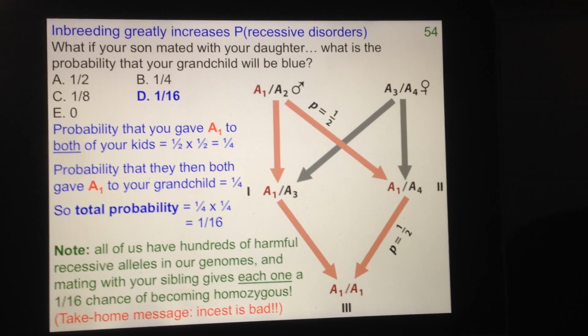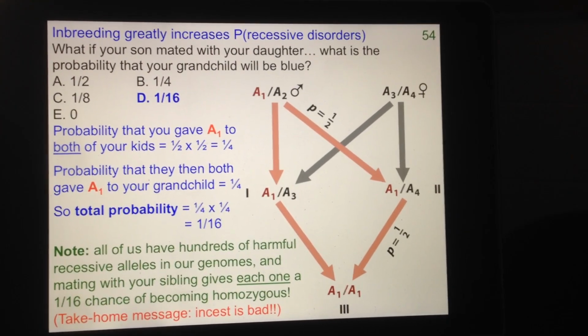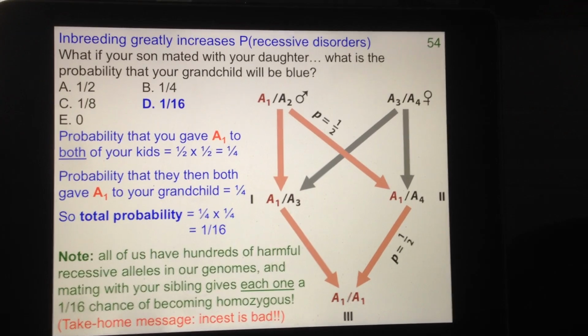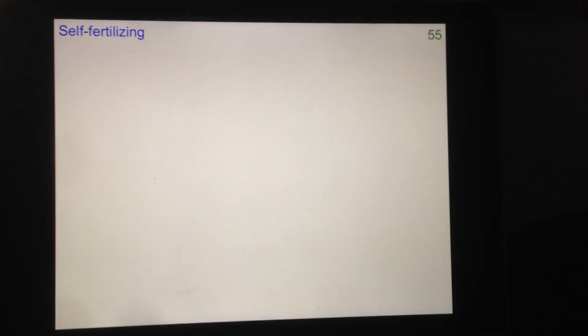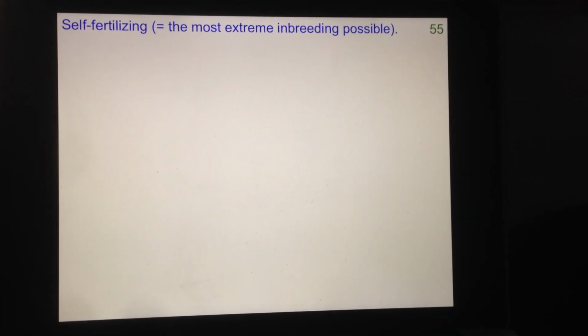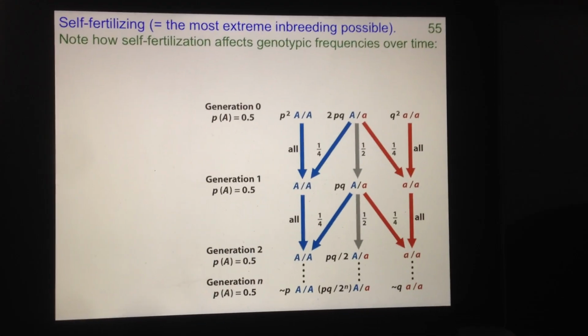We left off talking about how incest is bad because you can end up having offspring or descendants that have very rare recessive disorders. So let's talk about one very extreme example, which is self-fertilizing, which is basically the most extreme inbreeding you can do, by doing it with yourself. It's more often seen in plants.